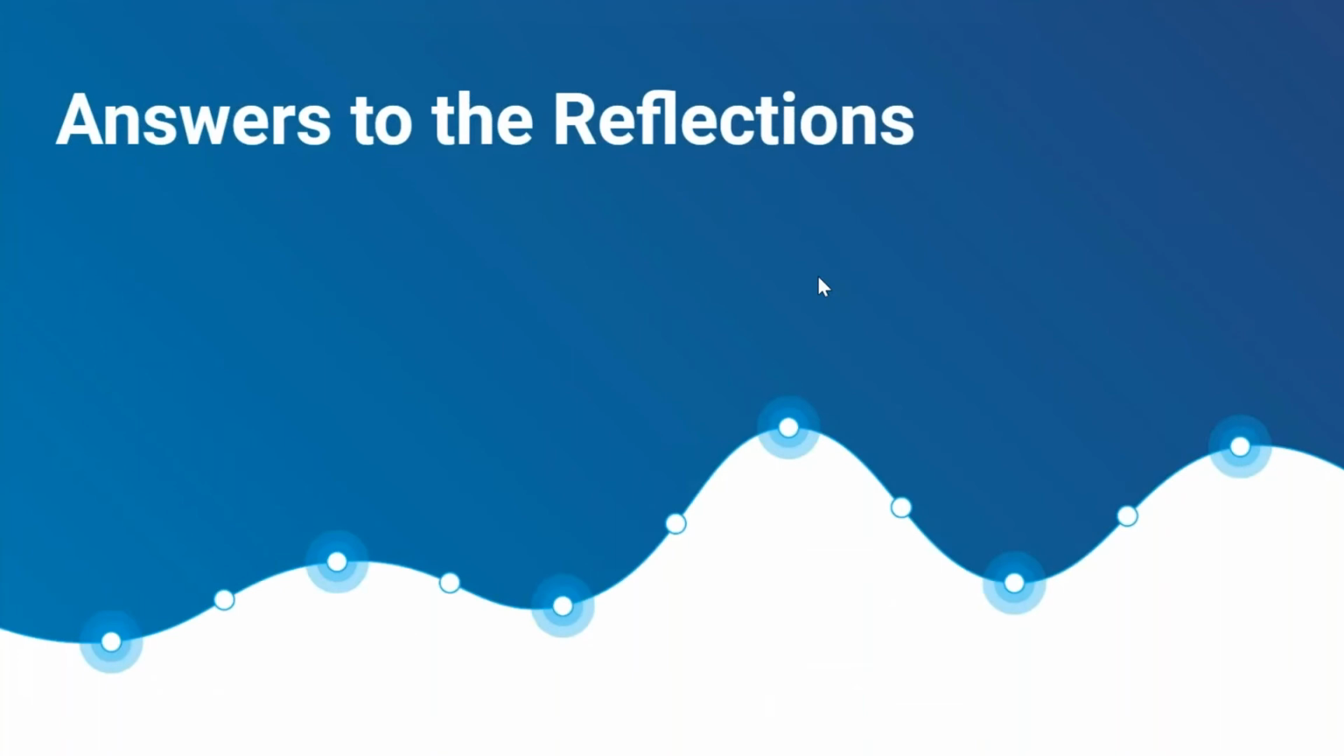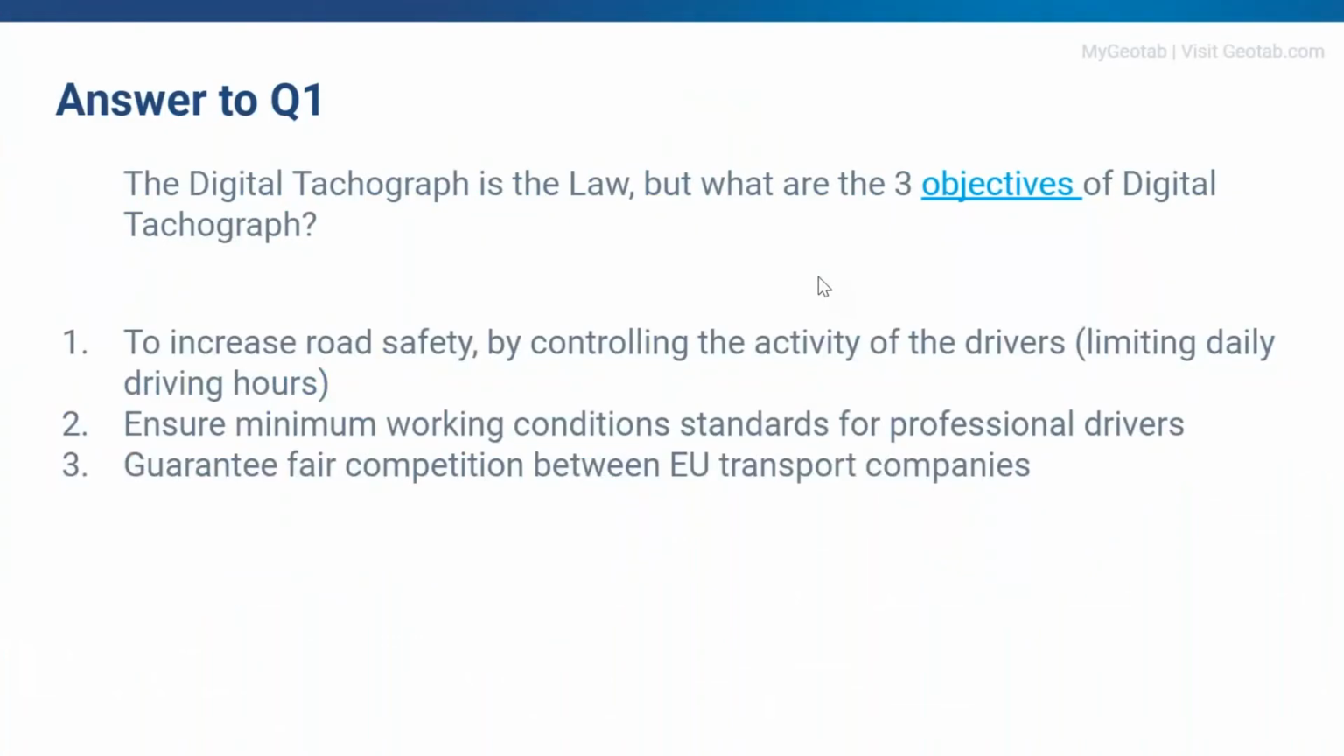So a bit about the questions I asked you guys at the very beginning. Let's look at these reflections. The first one was, what were the 3 objectives of this program? One of the most obvious ones was probably, yes, it does relate to road safety. So you control the activity, such as limiting the daily driving hours. You can ensure the drivers are properly rested and they're ready to go on the journey. And you can also make sure that they follow the minimum working conditions, which is the law, or they comply as per standard for professional drivers. And it's about the fair competition between certain companies within Europe.